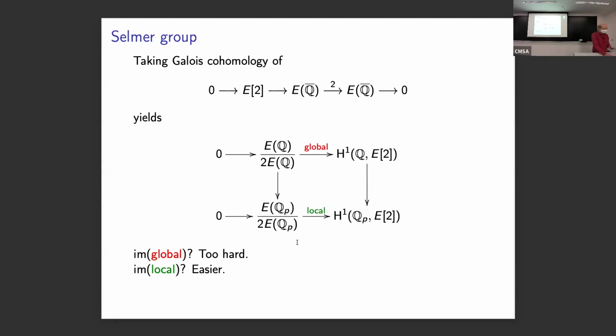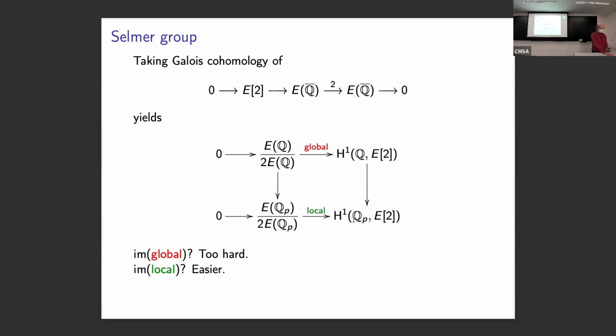So okay, once you have this diagram, you see that this gives you a constraint on what the image of this global map could be. Because if you have some point here that is in the global image, then when you map it down here, it must be in the image of this local map, because whatever it came from, you could map it this way as well. So the image of the global map maps to the image of the local map. And so this cuts out a subset of this big cohomology group, a subgroup in which the image of the global map must lie.